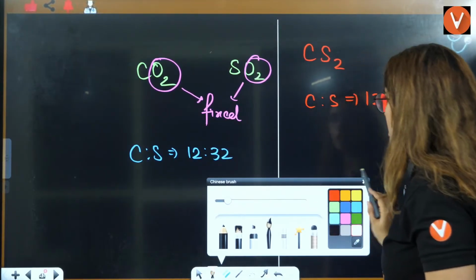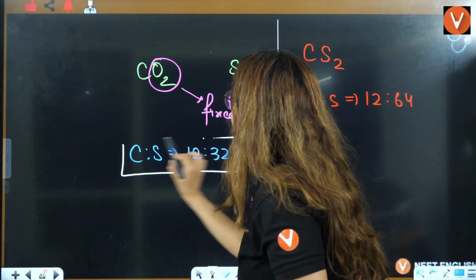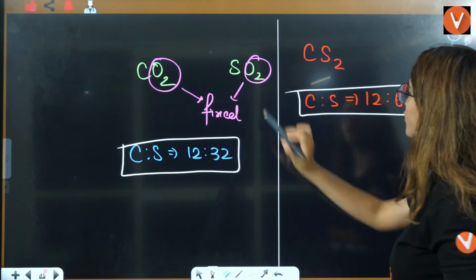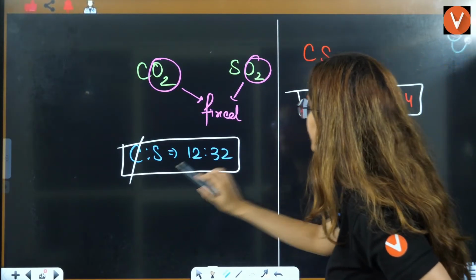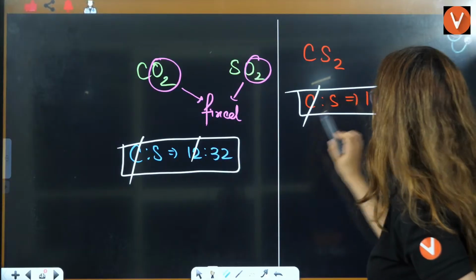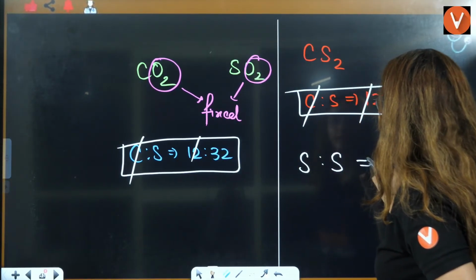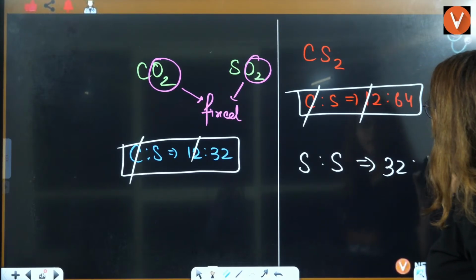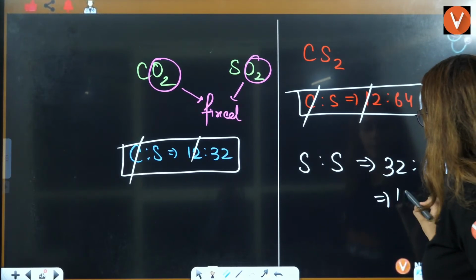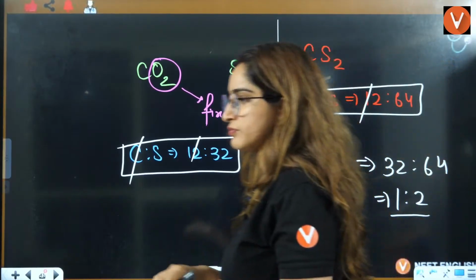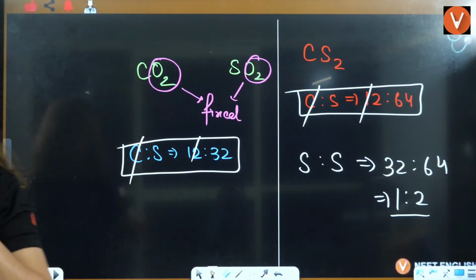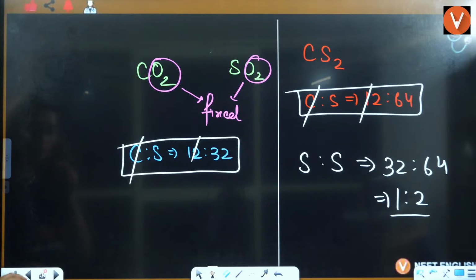Understood? Now, he is saying that these two ratios, if you fix carbon, then the ratio of sulfur in these two cases will be in a simple whole number ratio. Got it or not? Everybody?